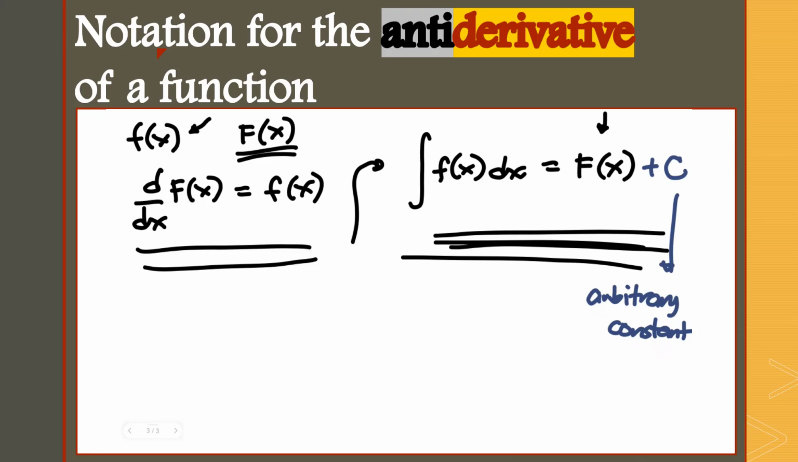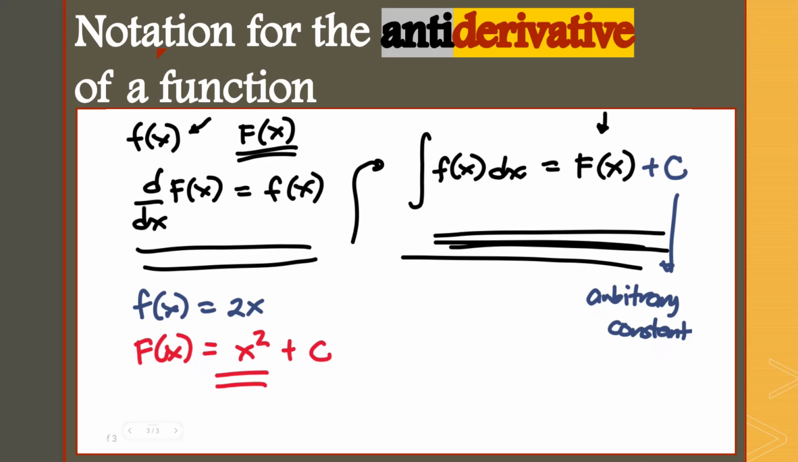Now, we used this example before. Let's say our f of x is 2x, and we have determined that its antiderivative is x squared. But it's not just x squared alone. That is why we are going to introduce our plus C, because no matter what the value of C is, it would satisfy the idea that the derivative of our capital F of x with respect to x would be equal to 2x.